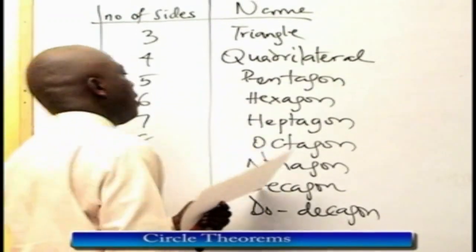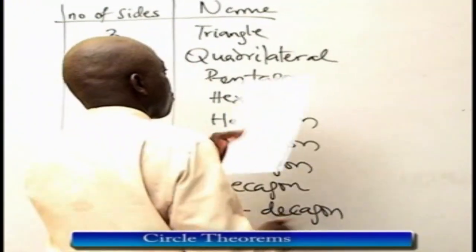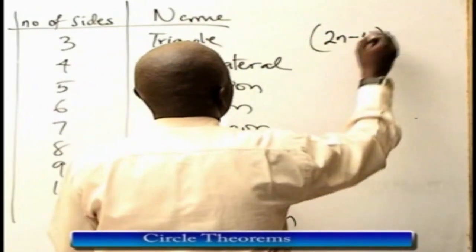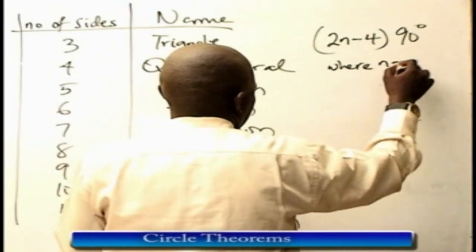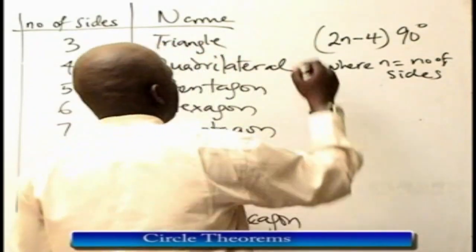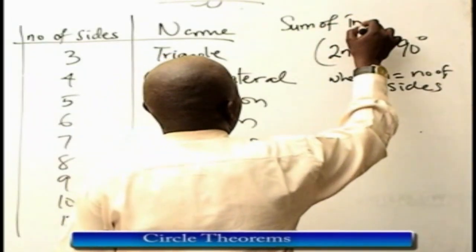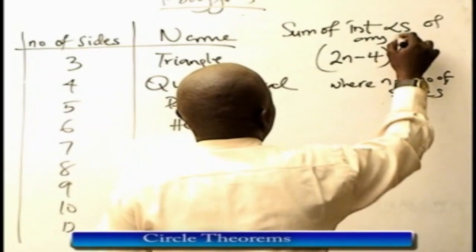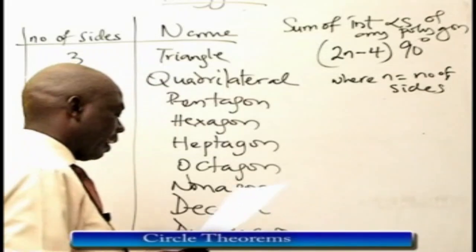Now, to calculate the sum of the interior angles, this is the formula that is used: (2n minus 4) times 90 degrees, where n is the number of sides. This is the formula for calculating the sum of interior angles of any polygon. (2n minus 4) into bracket 90.